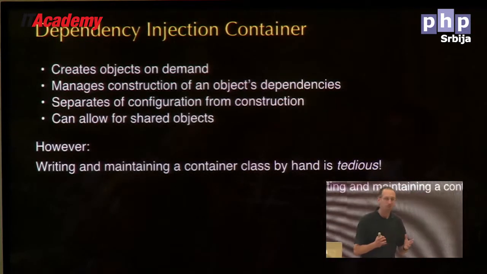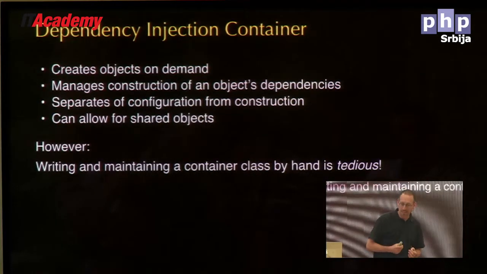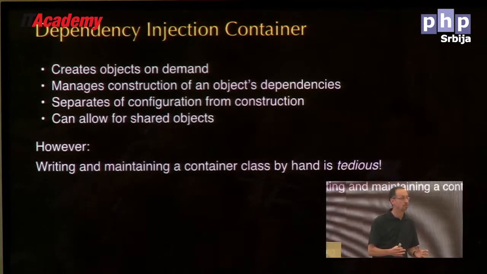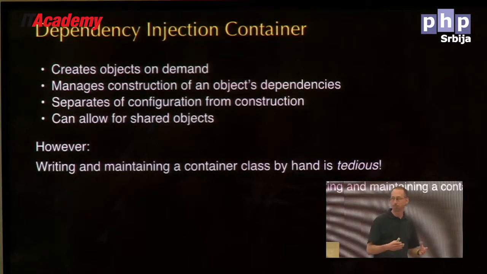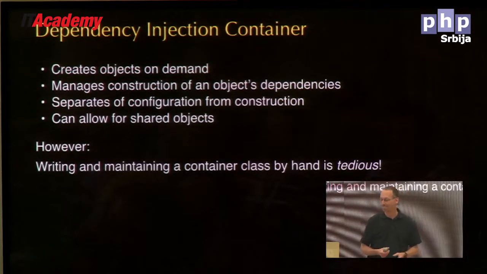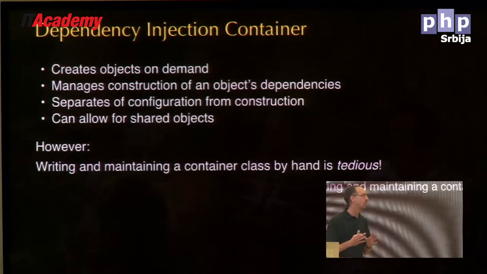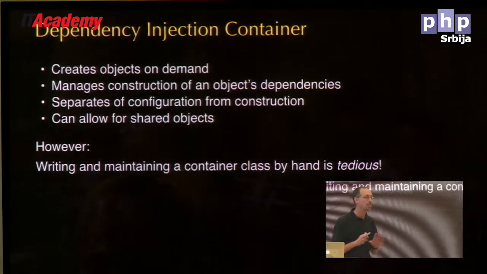So that's the fundamentals of dependency injection containers. Again, they are not especially complicated pieces of code. They're not particularly complicated concepts. So here we have a dependency injection container fundamentally creates an object on demand. That is all it does.